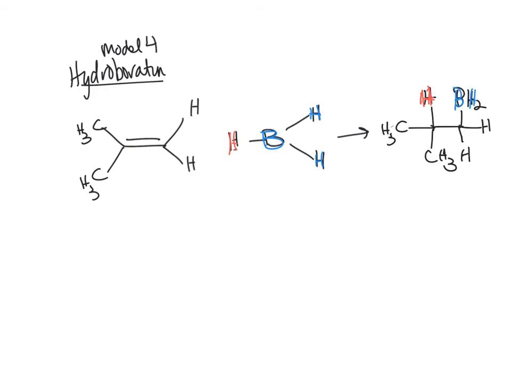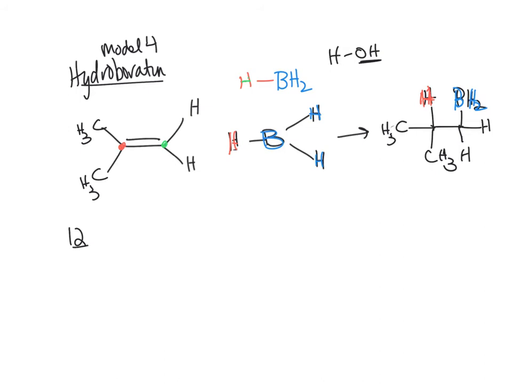Sometimes what I do when I'm first teaching this is I will draw this reagent as HBH2, just like I do with water, H and OH. So you know the OH is going to go to one of the carbons of the carbon-carbon double bond, and then the H goes to the other. Same thing here. One of these carbons is going to get an H and the other one gets a BH2.